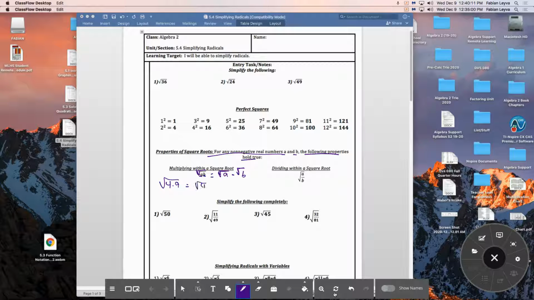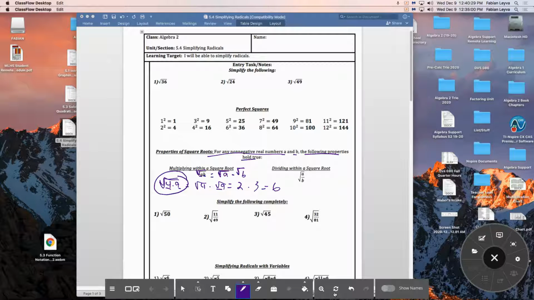Now, I see I'm taking the square root of 4 times 9. What I could do is split the square root of 4 and 9, because again, these are the product, I'm taking the square root of them. I could take the square root of both of them. The square root of 4 is 2, square root of 9 is 3. And I can see that 2 times 3 is 6.